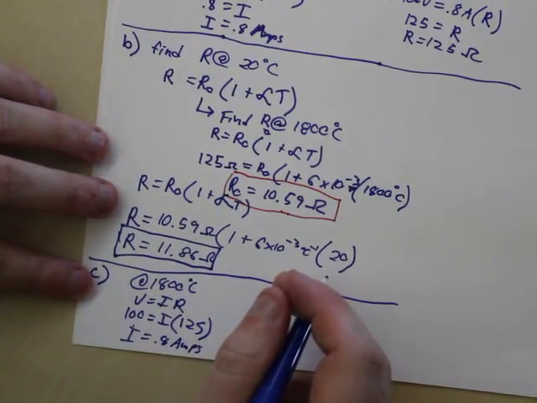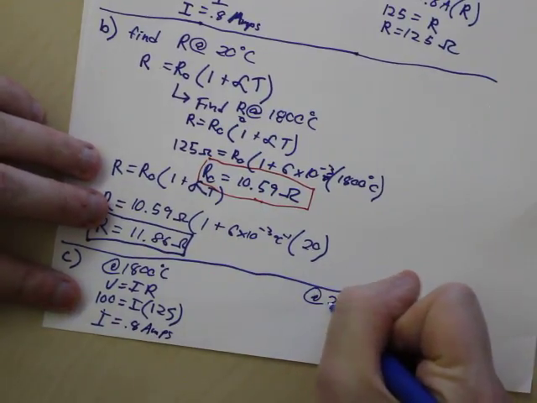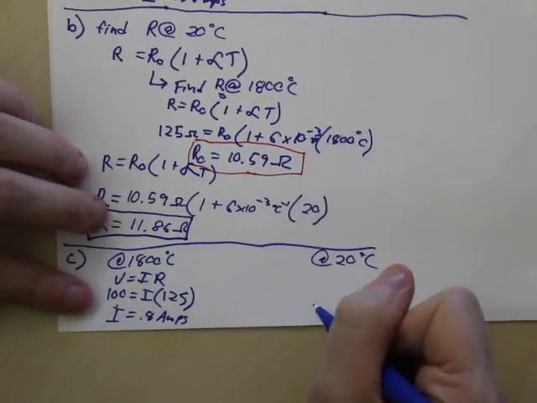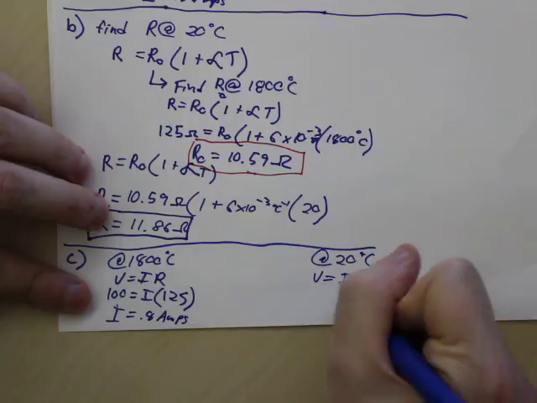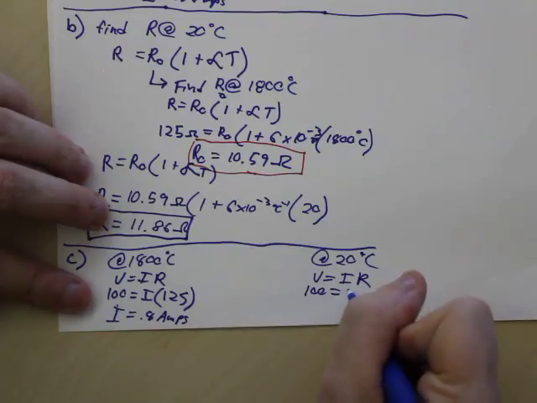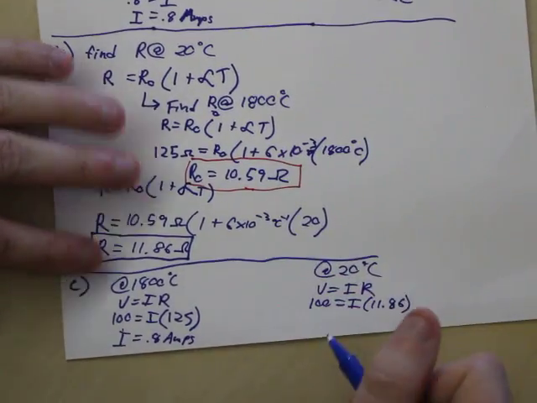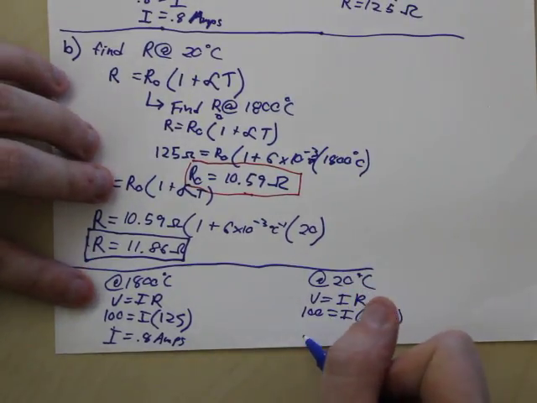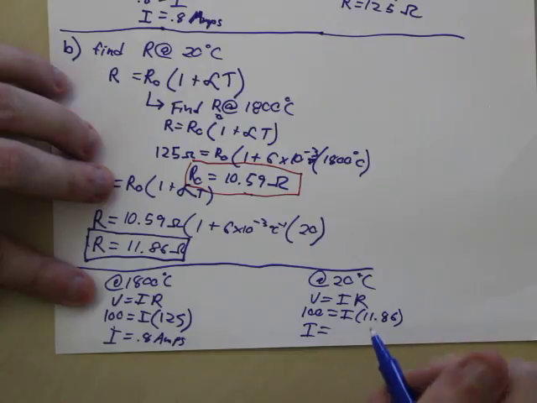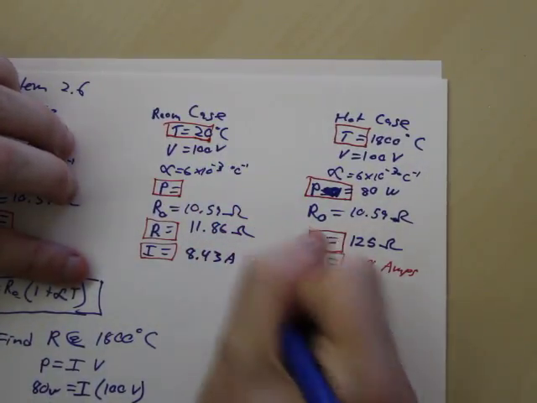And with that being said, at 20 degrees Celsius, again, our V equals IR. And then at 20 degrees Celsius, we're going to have 100 equals I times 11.86, which again, we just got from here. Then we're going to go to I equals 8.43 amps. So we're going to plug this one in as 8.43 amps.